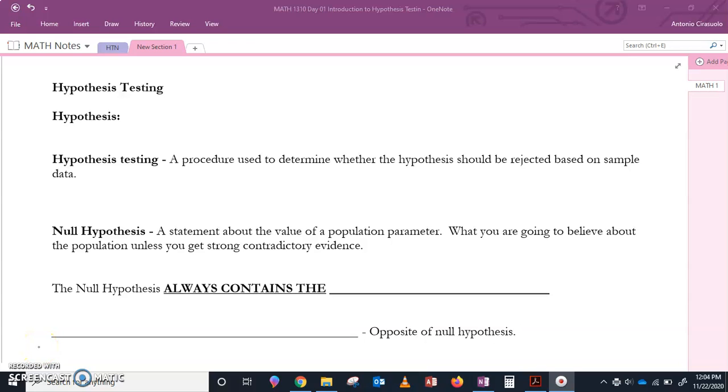So in this lesson, we're going to look at hypothesis testing. At least I'm going to introduce the idea of hypothesis testing. First of all, what is a hypothesis?